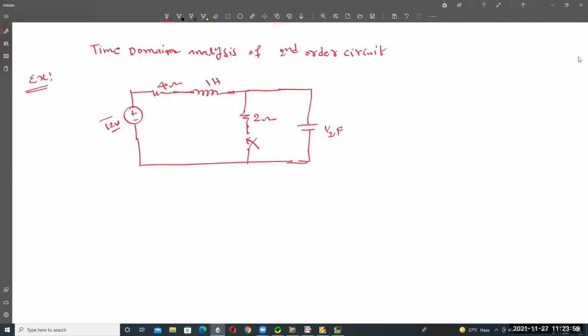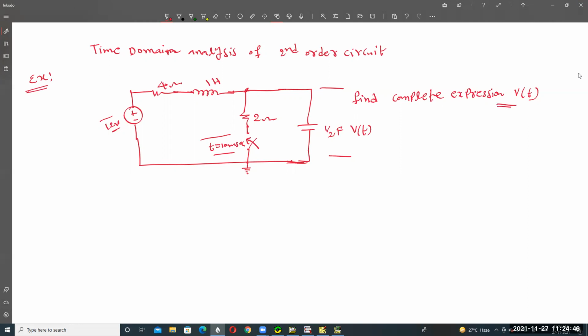For example, the switch is closed at 10 milliseconds. Okay, this is called ground. For the following circuit, find complete expression. Expression V of t. That is called here, voltage across the capacitor or voltage across this. Okay. So this is our question.